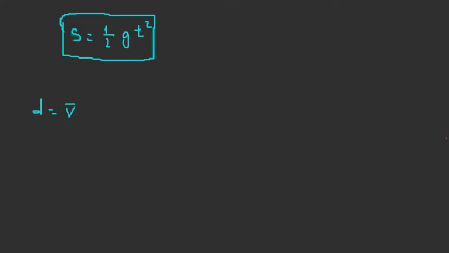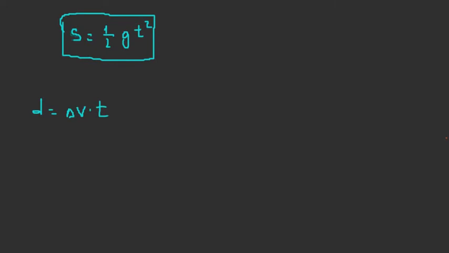The equation is s equal to 1 over 2 g t squared. The way it's derived is, let's first write down the equation for displacement. Displacement is equal to the change in velocity times time.